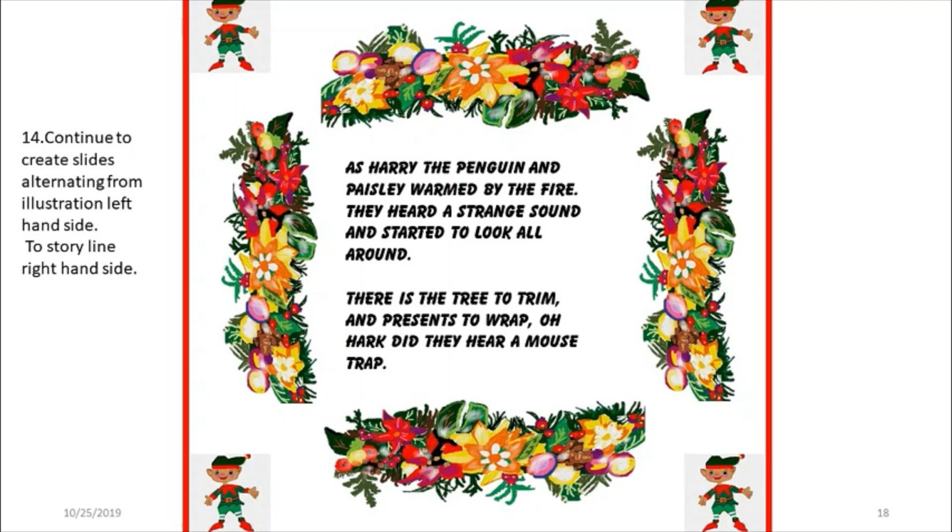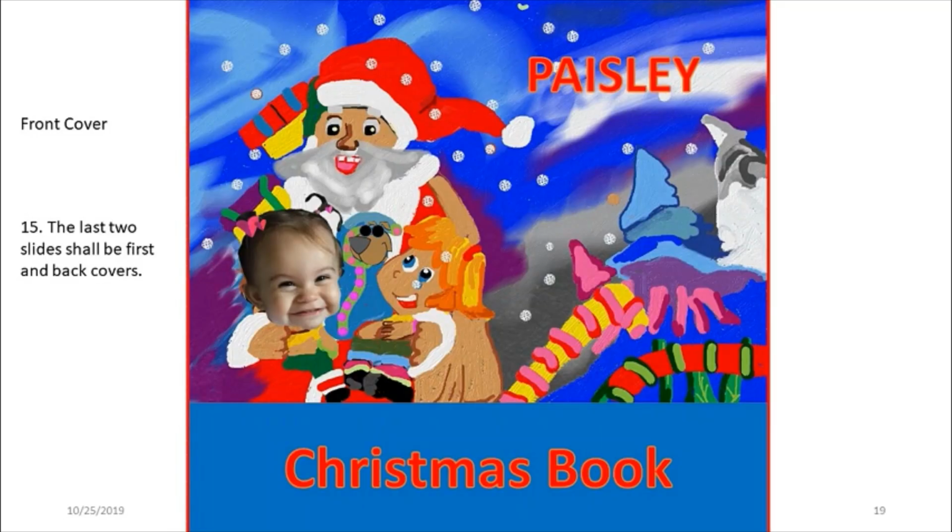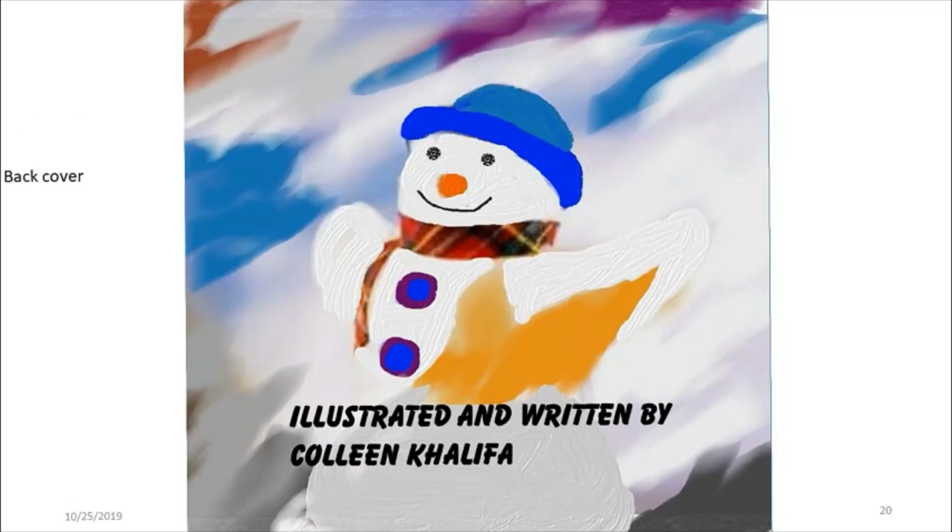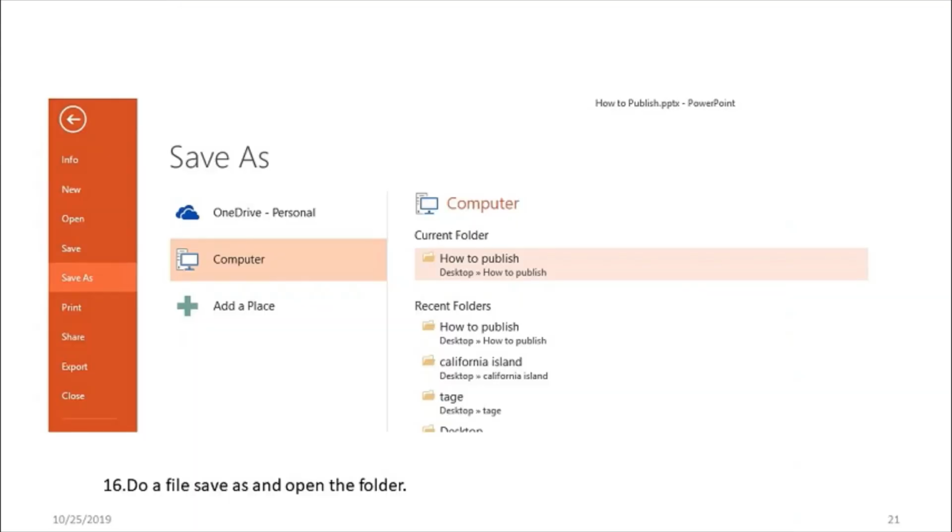14. Continue to create slides alternating from illustration on the left-hand side to storyline on the right-hand side. 15. The last 2 slides shall be first and back covers. This is the back cover. 16. Do a file save as and open the folder.